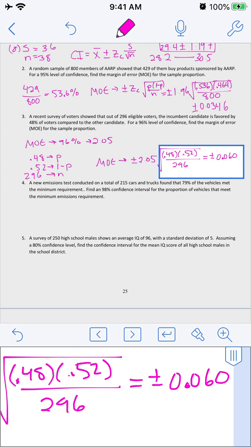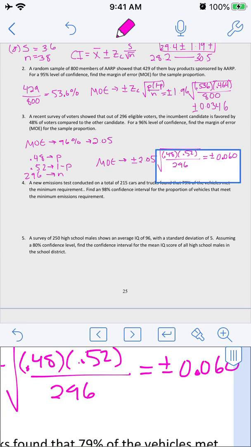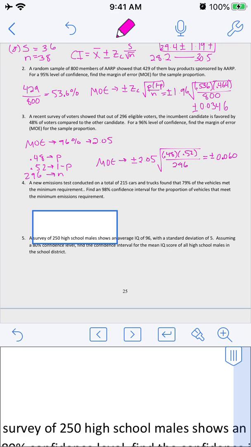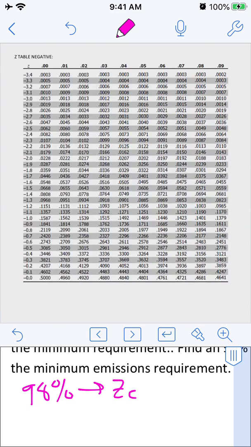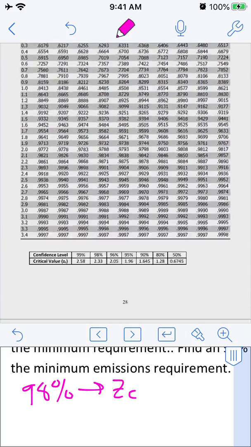All right, let's go back to finding entire confidence intervals now. Now that we're dealing with proportions a little more, let's try an entire confidence interval. So, number 4, a new emissions test conducted on a total of 215 cars and trucks found that 79% of vehicles met the minimum requirements. That's good. Find a 98% confidence interval. You are 98% sure of the proportion of vehicles that meets the minimum requirement. So, let's be 98% positive here. That gives me a z-score, or a critical value, of 2.58.